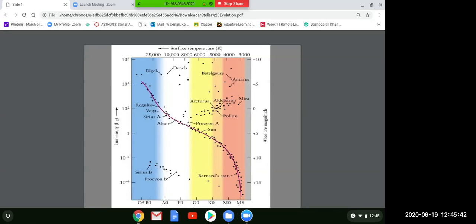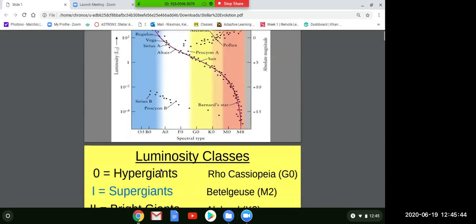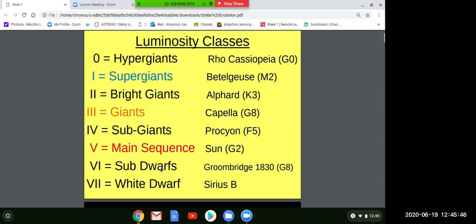Well, that's a nice HR diagram. Look at this HR diagram. Oh, that's not an HR diagram. This is something I'd like you to know.